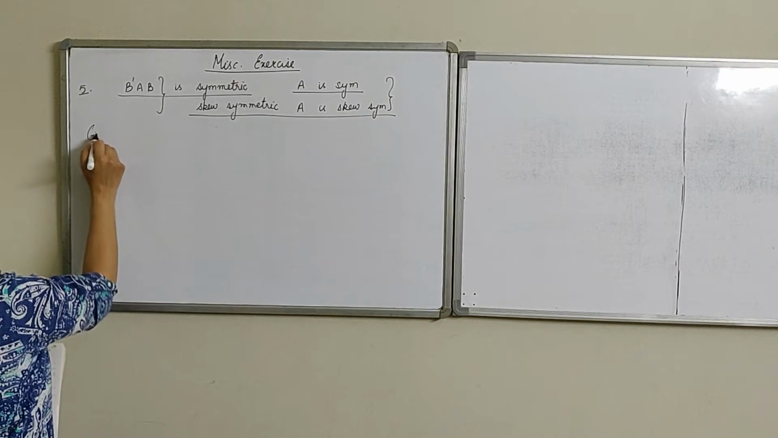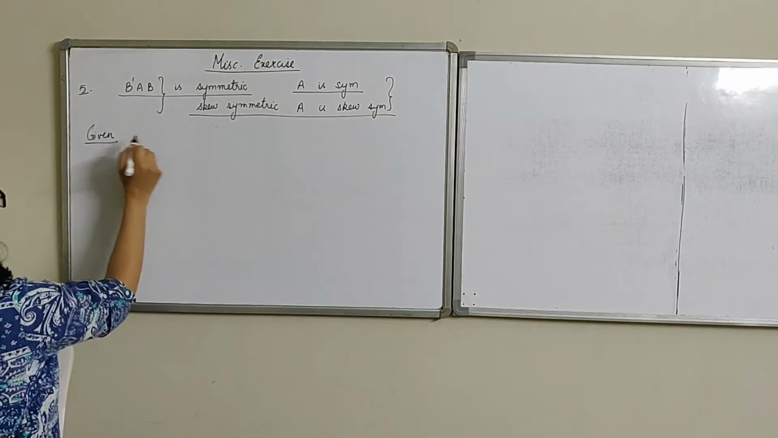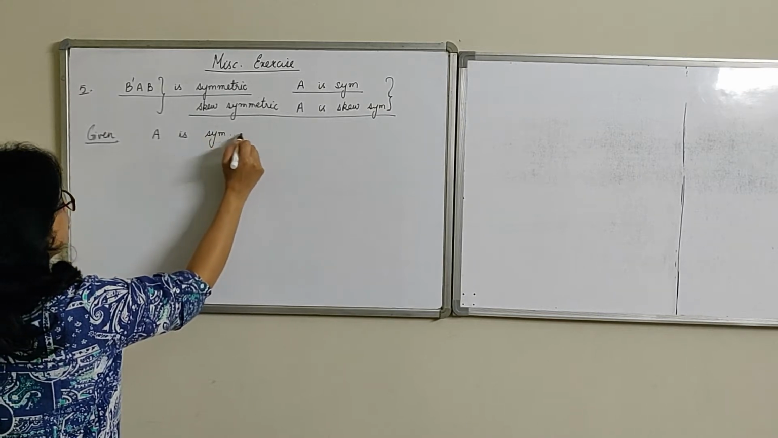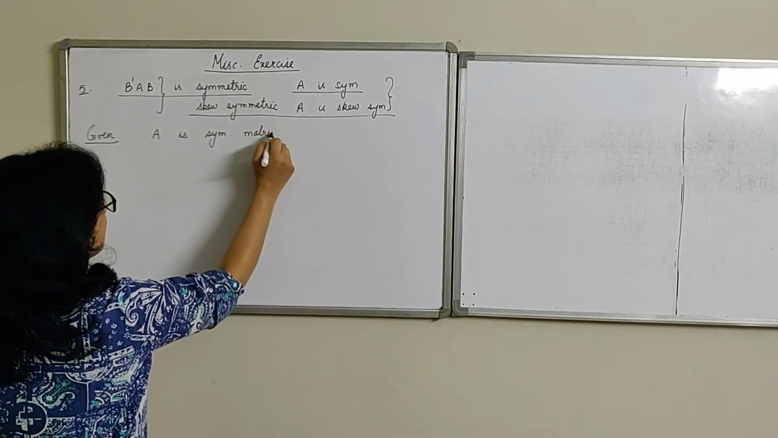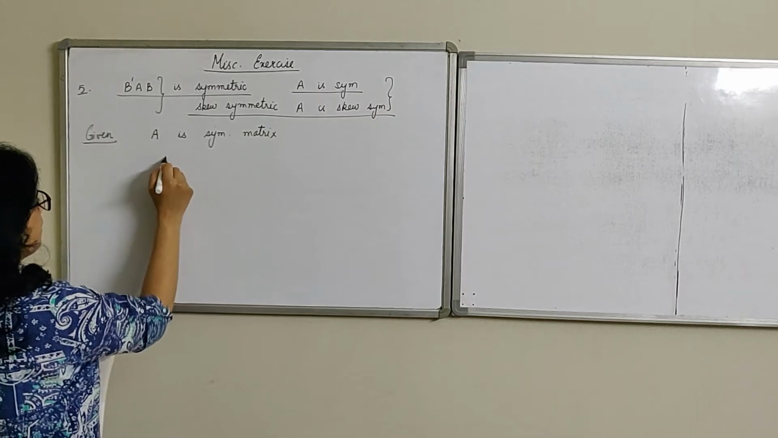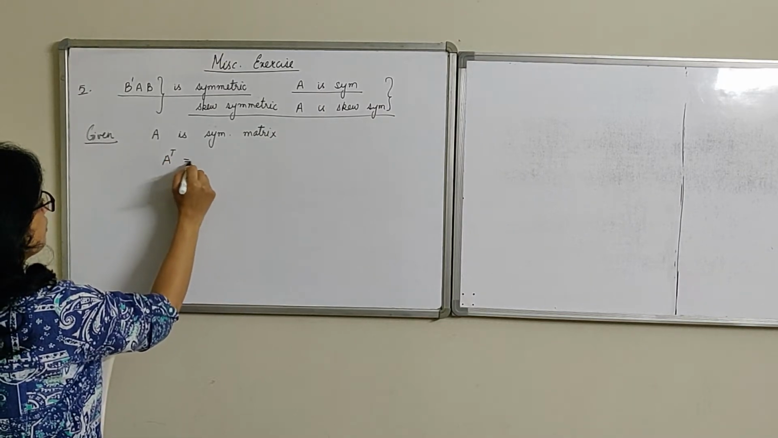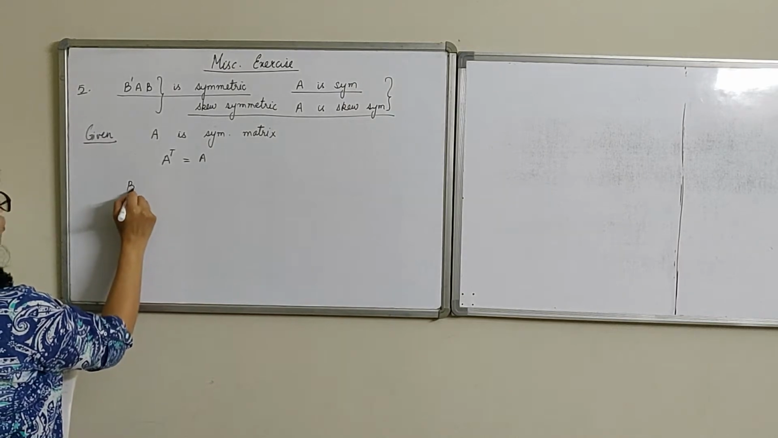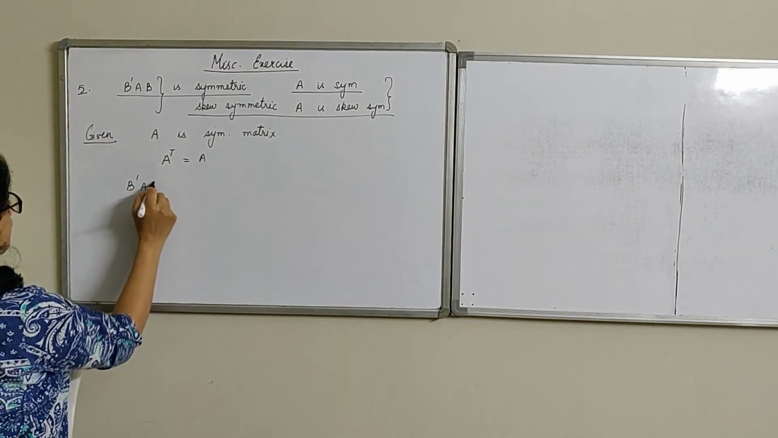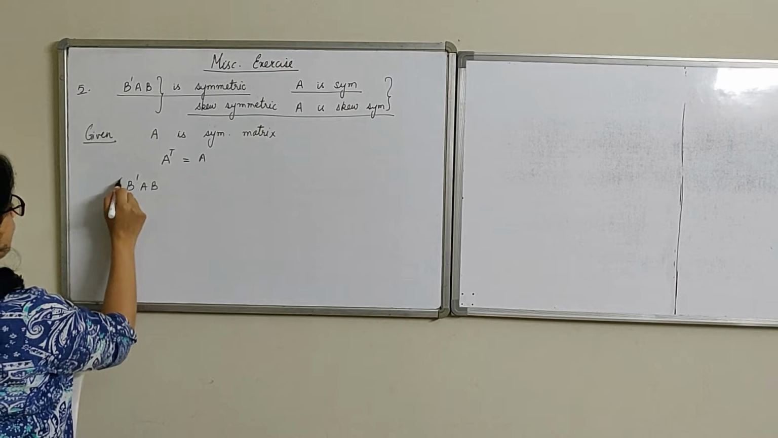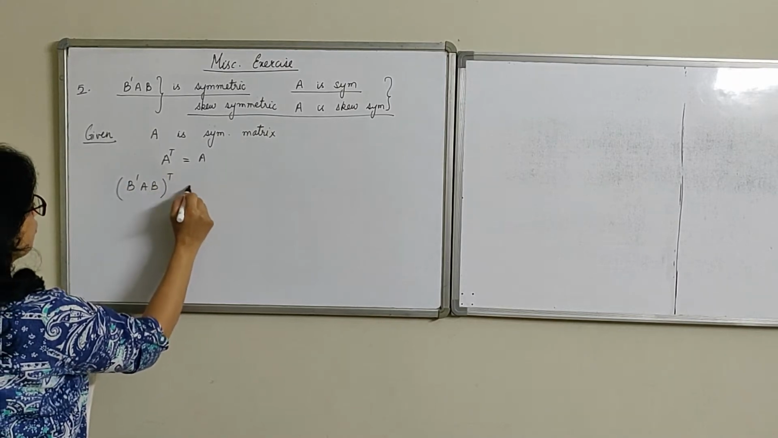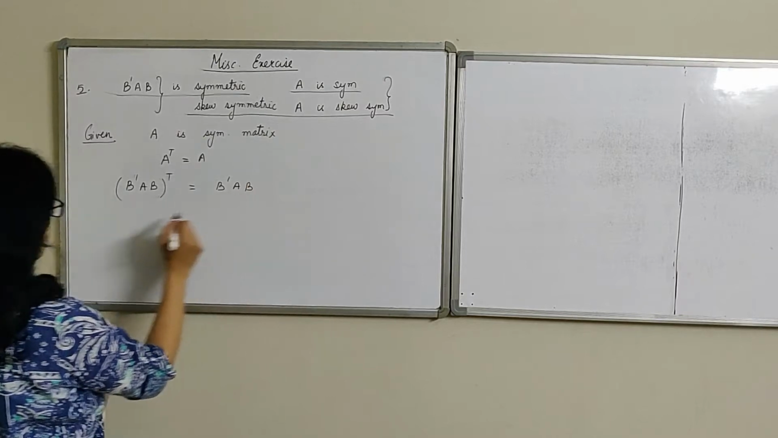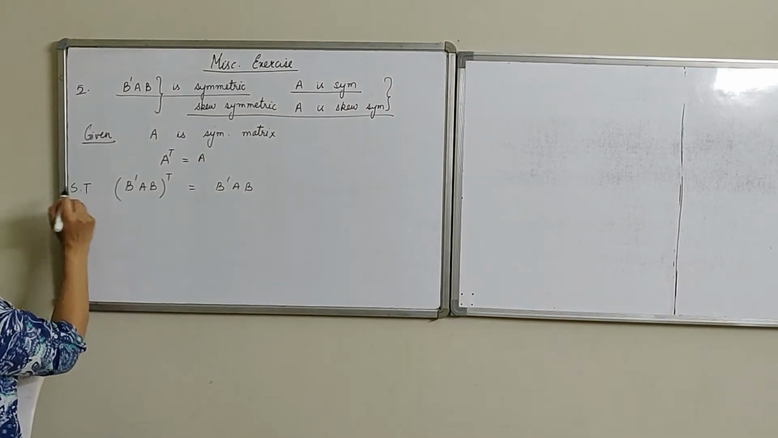So I'll write it down here that we are given A is a symmetric matrix, and a symmetric matrix means that its transpose is the matrix itself. Now, to show that this is symmetric, we have to show that its transpose is the same as the matrix. This is what we have to show.